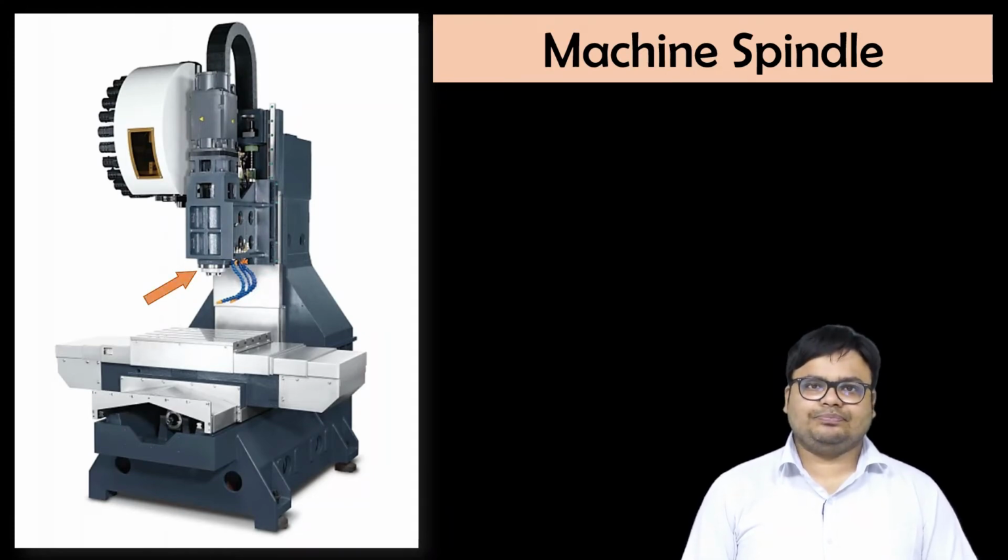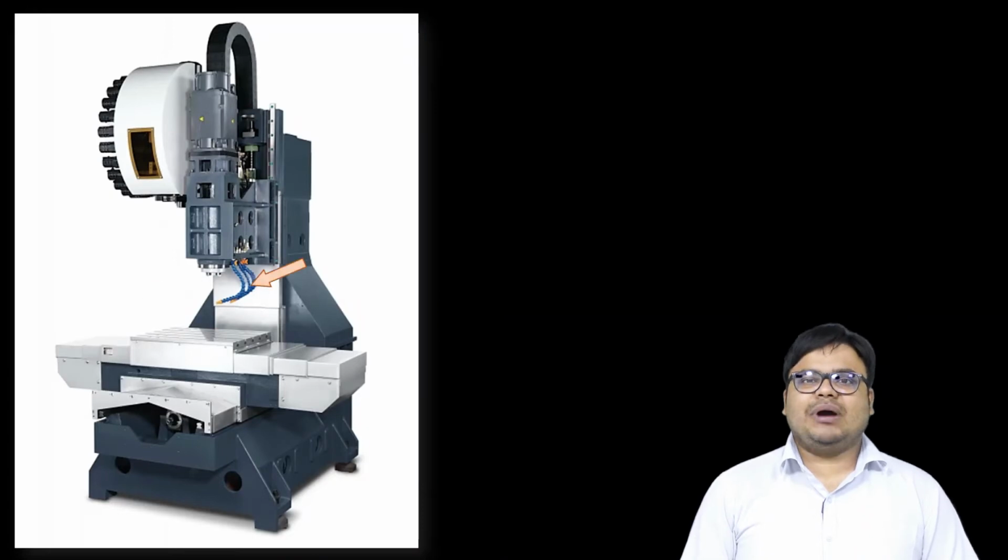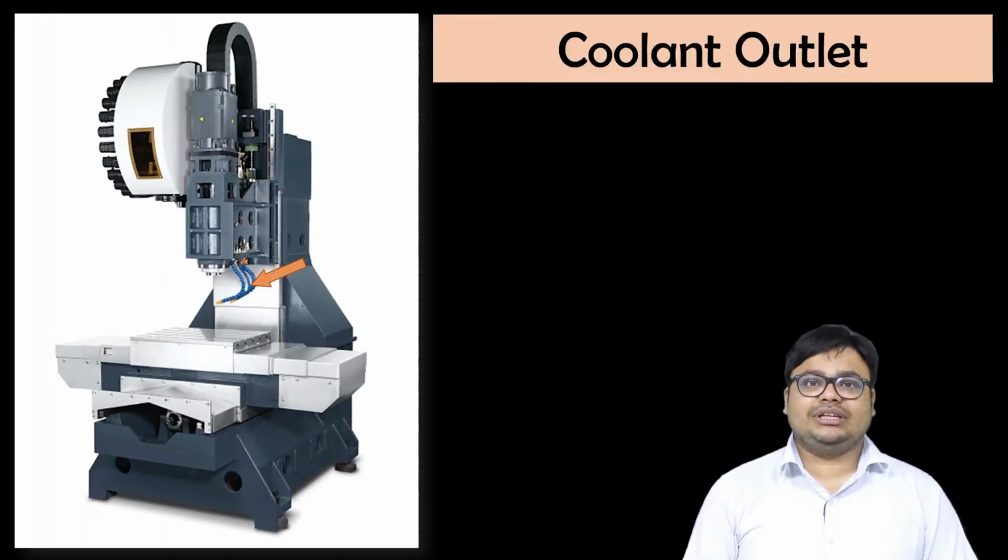Then next, this part you can see, this is the coolant outlet. In previous slides we have seen the coolant tank, and now this one is the coolant outlet. From that tank, the motor or the pump will draw the coolant and give it out from this coolant outlet. At the time of machining, from this area the coolant will come out.